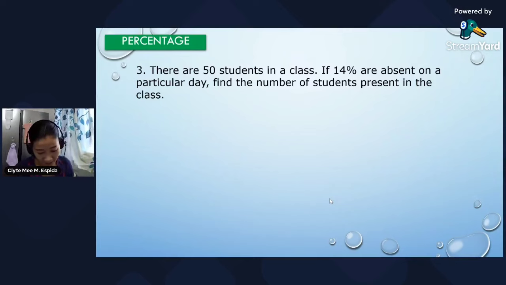Okay, very good. Okay, may nalilito pa rin sa tanong. Yung tanong po, hindi po yung absent or yung mga absentees. Yung tinatanong po, yung ilan po yung present.